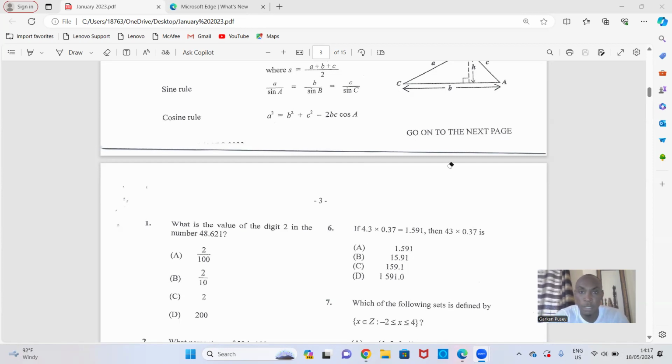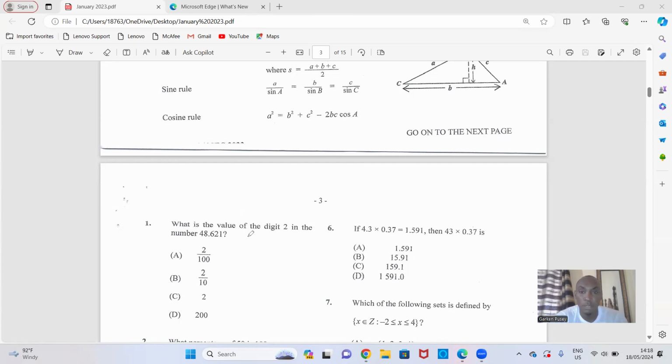So this paper is the January 2023 paper, and I'm going to be going through hopefully all the questions if we have time. Your exam is coming up very soon, so I want to ensure that I touch on some of these multiple choice questions for you.